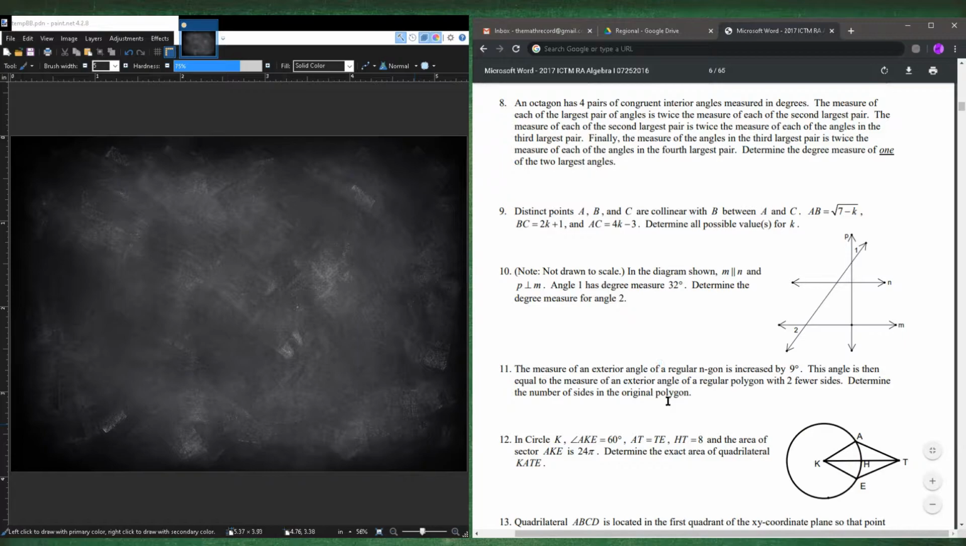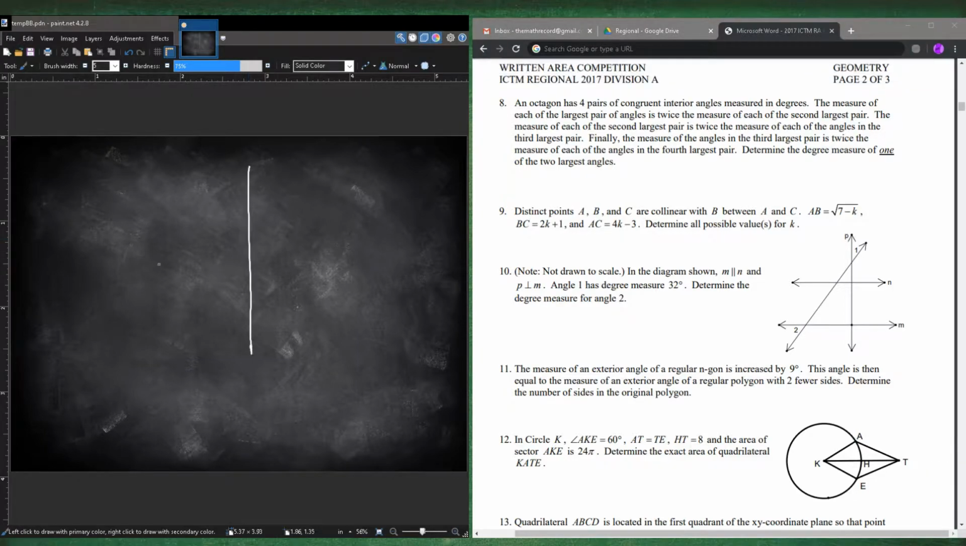Okay, number 10. In the diagram below, M is parallel to N. Okay, so let's kind of draw this diagram out a bit bigger. And something right here. And degree angle 1 is 32, right? And they say they're parallel. And P is perpendicular, so these are right triangles right here.